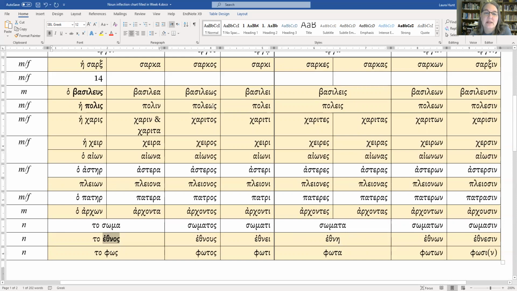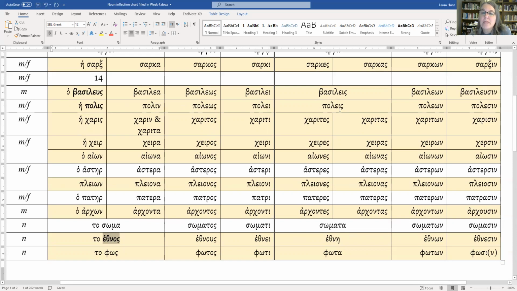And this omicron that is normal for the genitive singular in the third declension becomes an omega here in this pattern. So we have polis, polin, poleos, polei. So you can see this epsilon iota pattern when we have this vowel at the end of the stem. It creates this diphthong here.